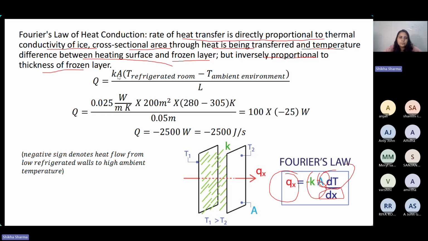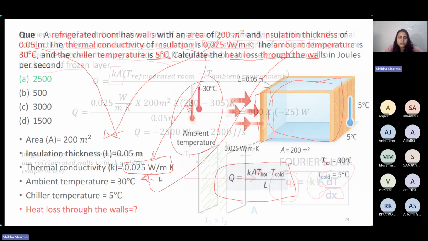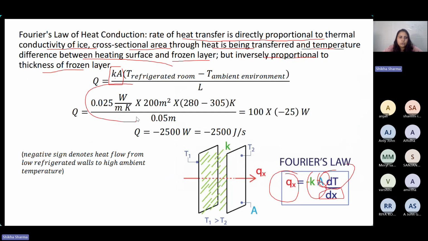So Q equals K, which is the thermal conductivity. K is given as 0.025, so I can write 0.025 watt per meter Kelvin. Area is given as 200 meter square. The refrigerated room temperature is 5 degrees Celsius minus the ambient temperature 30, which I am writing here in Kelvin. So 5 degrees Celsius plus 2, 7.